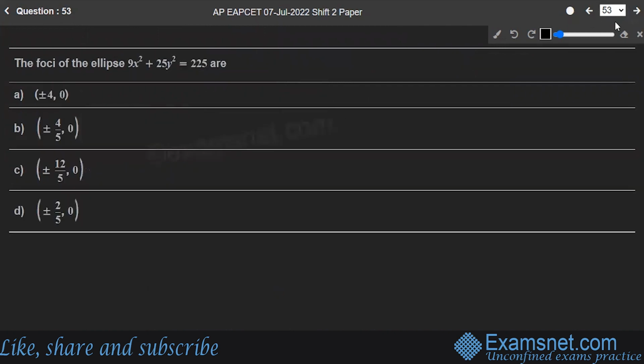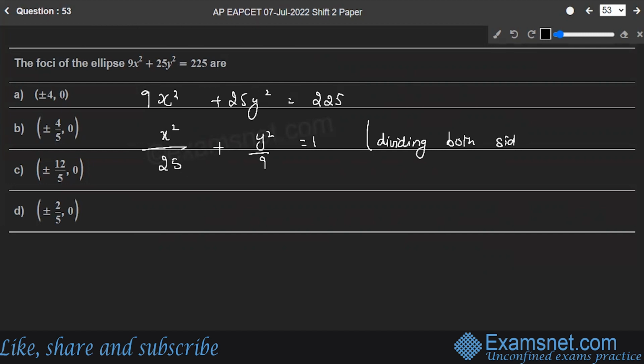Next is question number 53. The foci of the ellipse. You are given the equation of the ellipse. Okay, this is quite an easy question. This can be written as 9x² + 25y² = 225. Now dividing both sides by 225, you will get x²/25 + y²/9 = 1. So from here, this can be written as x²/5² + y²/3² = 1.